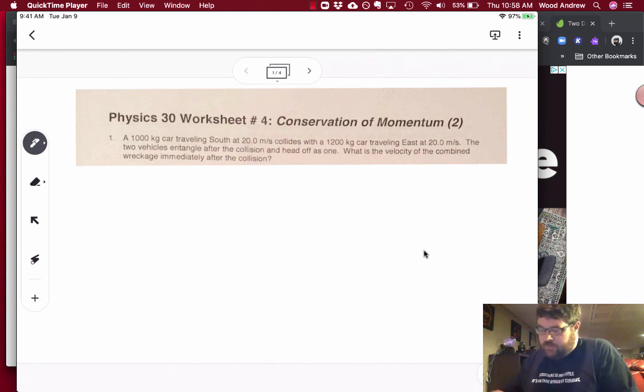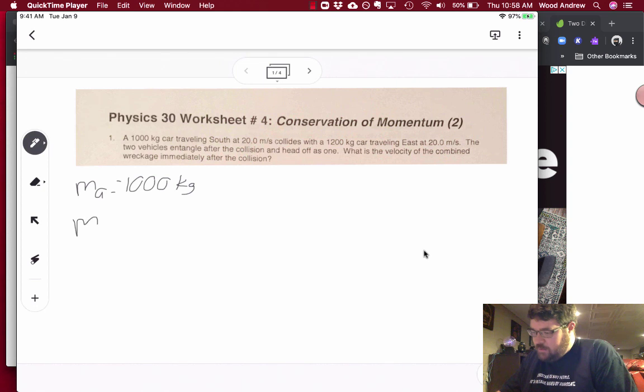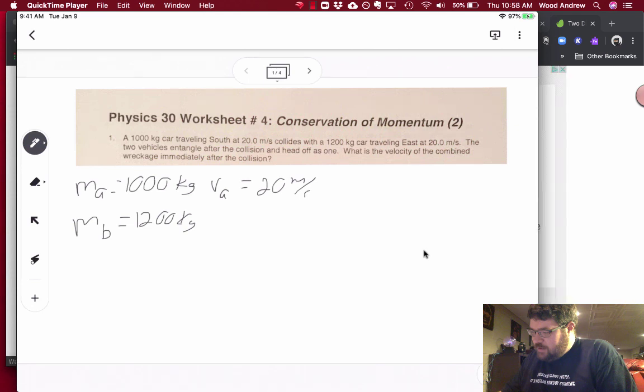So, just like before, we have masses, we have velocities of vehicles. Before the collision, we have object A with a mass of 1,000 kilograms, object B with a mass of 1,200 kilograms. Both of those have velocities. Velocity A was 20 meters per second southward. B was 20 meters per second eastward. All right, so far so good.